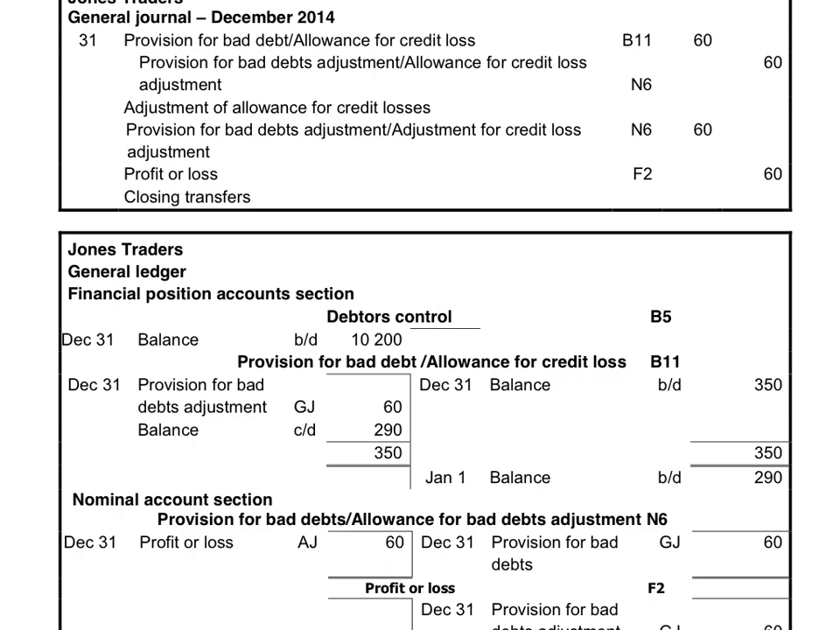The debtors has a debit balance of 10,200. The provision for bad debts has a credit balance of 350. He decides to reduce it to 290 rand. So that means that the new balance of this provision for bad debts must now be 290, and to be able to change it from 350 to 290, you will have to debit the provision for bad debts account to decrease the provision.